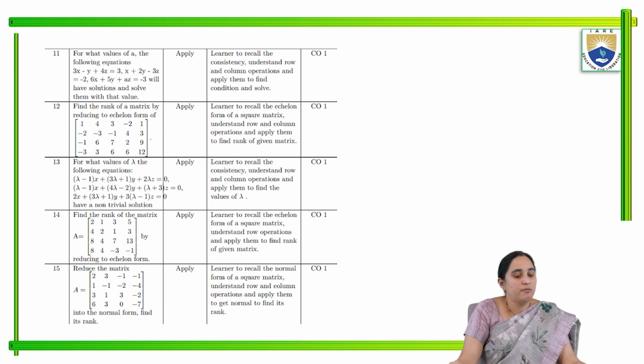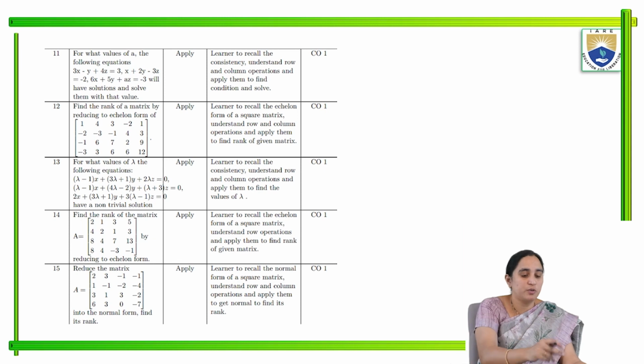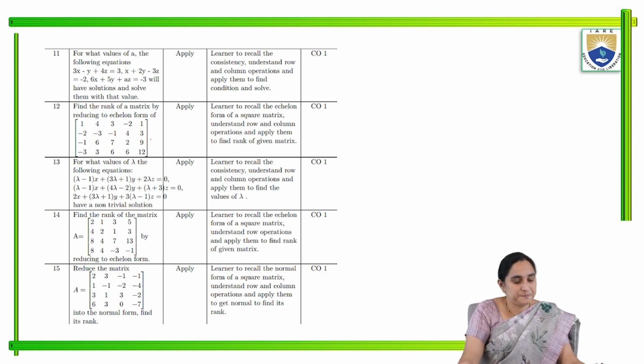Next one, find the rank of the matrix by reducing to echelon form. Observe again whether it is a rectangular or square matrix. Here the number of rows is 4 and the columns are 5, so it is rectangular. What we discussed in the critical thinking, the same concept we have to apply here. By using row operations only, make it echelon form, and after getting echelon form, the number of non-zero rows is the rank of the given matrix. That is the 12th one.